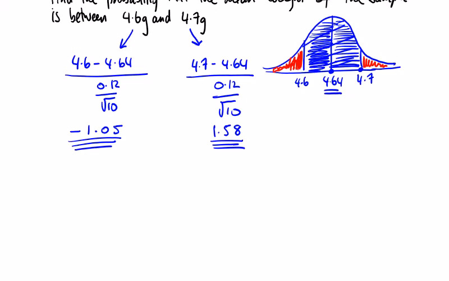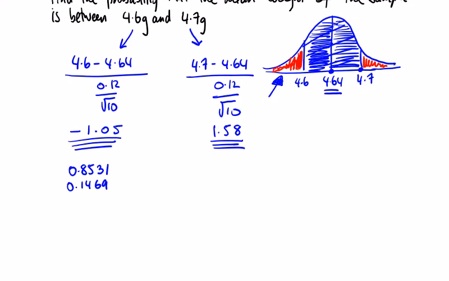So there's no minus values, we're just dealing with the positive values. So 1.05 gives 0.8531, so 0.1469 would add up to 1, so that's what's in this tail over here.